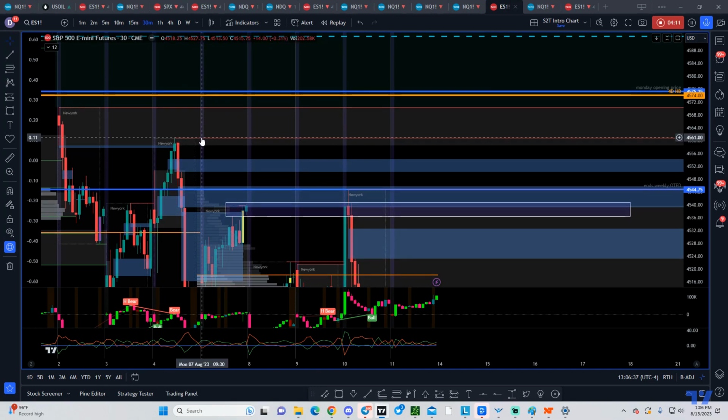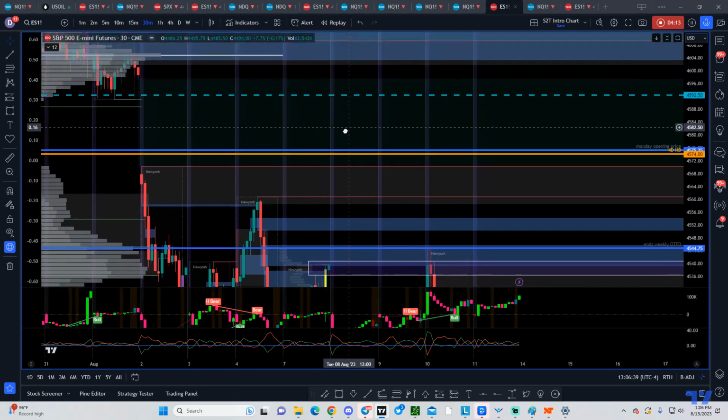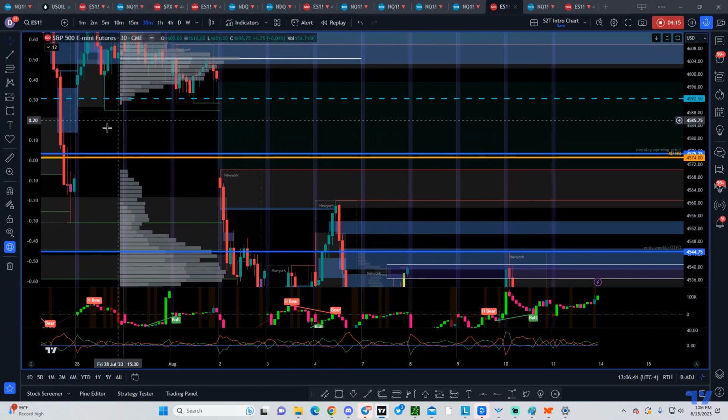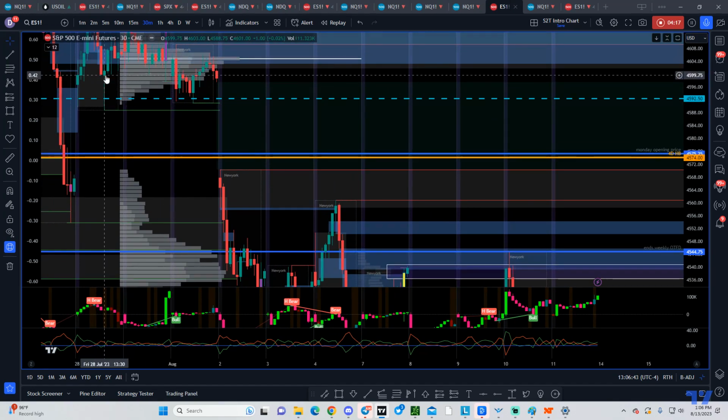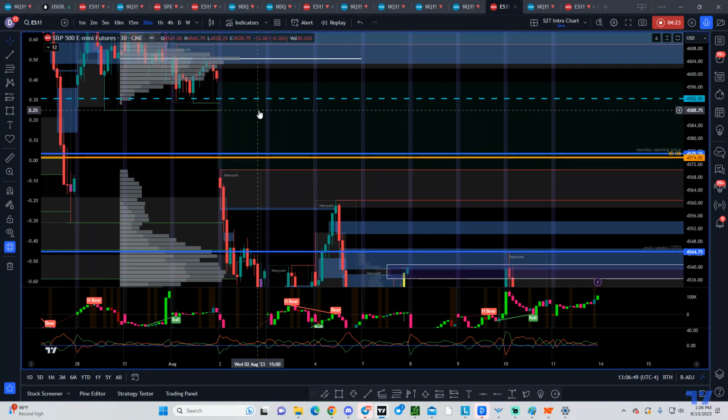We're also going to be looking at 45.92 as the next target, which is right here. This is the zone in which we have the low of this day, which is Friday, the 28th, this area here.